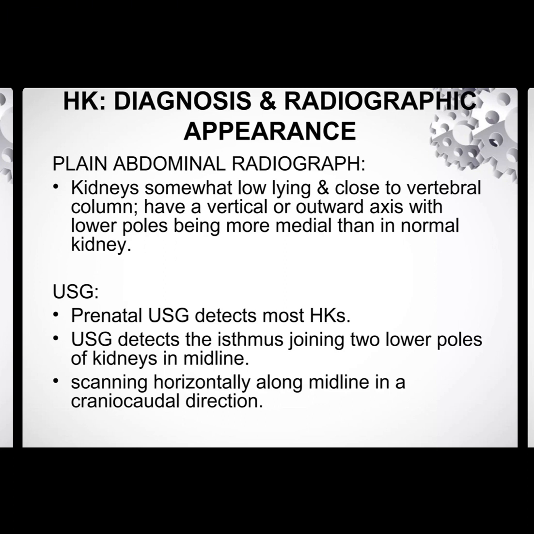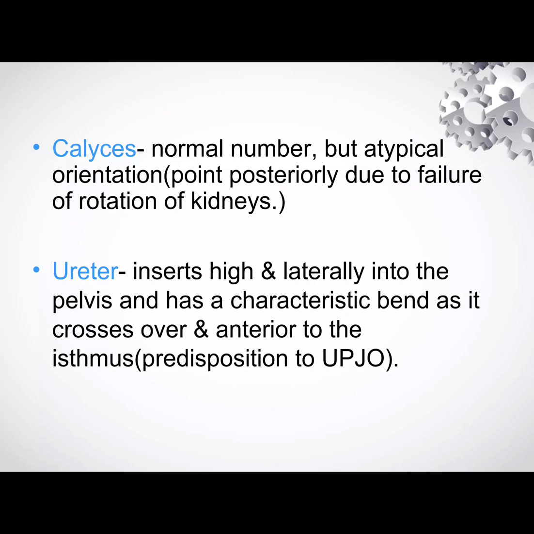And as usual, the investigations include the plain abdominal radiograph, where the kidney is somewhat low lying and close to the vertebral column, as I have already given multiple pictures, in one of which there is no connection of the isthmus. The isthmus is not fibrous and that's why it's not visible, just a lower lying kidney with ureter arising from the lateral fold.